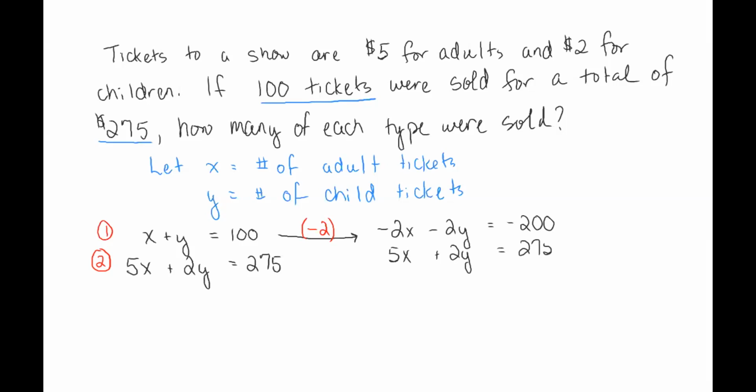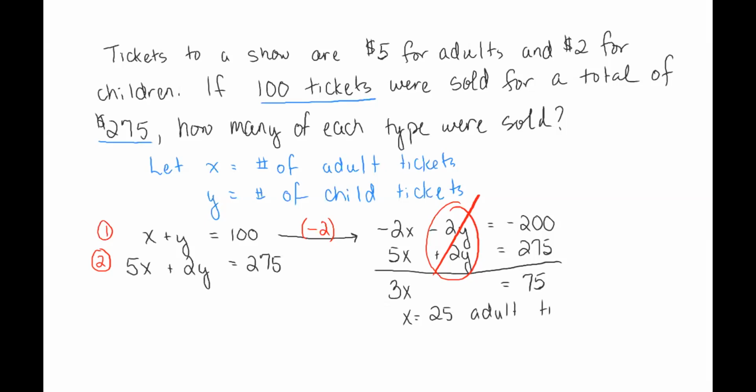So here's this elimination method again. We're going to add these together. 3 times X. There's another big 0, so that goes away. 3 times X equals 75. And this even came out nicely. X is 25 adult tickets. And if there were 25 adult tickets, how many child tickets must there be? 75.